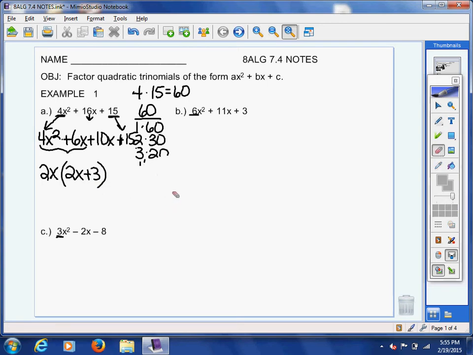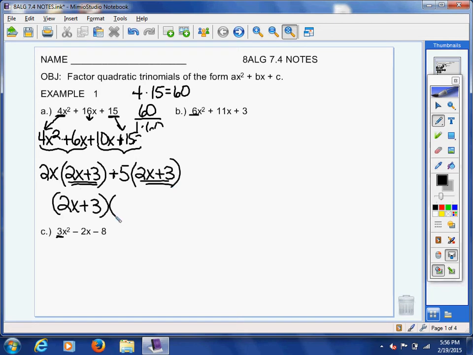Now I'm going to do the same thing again with the 10x and the 15. So the GCF of 10x and 15 is positive 5. And what's left behind when I pull that out? 2x plus 3. Holy Toledo, look what we just did. We have a common binomial. Let's pull that out, and whatever's left behind, which would be the 2x and the positive 5, that goes into its own quantity. And guess what, folks? You just factored a very complicated trinomial. You did a great job.